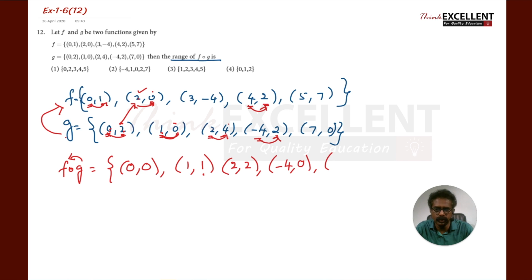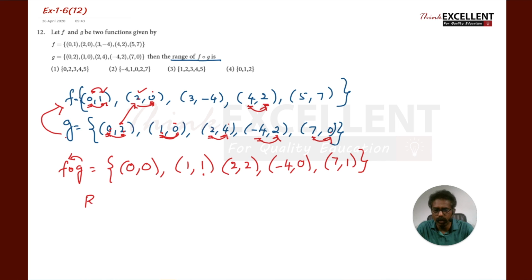And the last one you see is 7. 7 is related to 0, and 0 you check, yes, 0 is here. 0 is related to 1. So for 7, you write 1. Like this you write F composition G. If they ask F composition G, this is the answer.